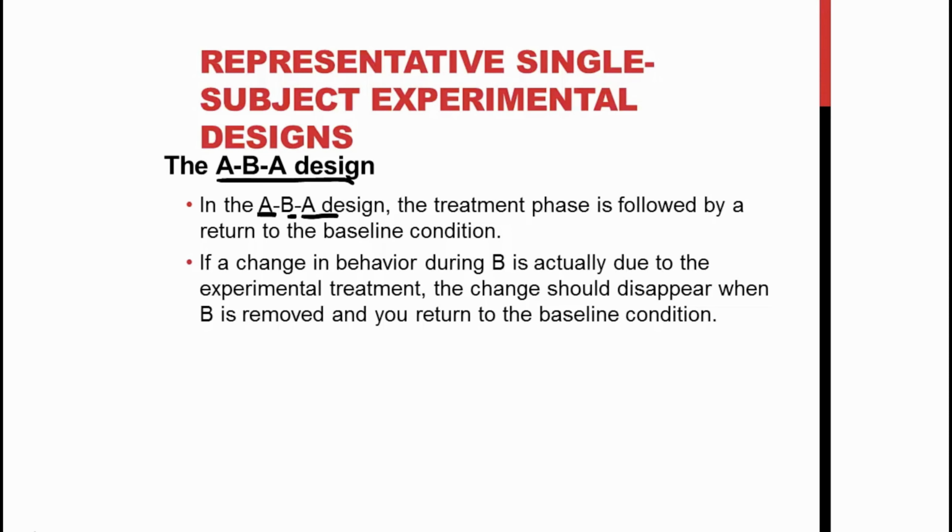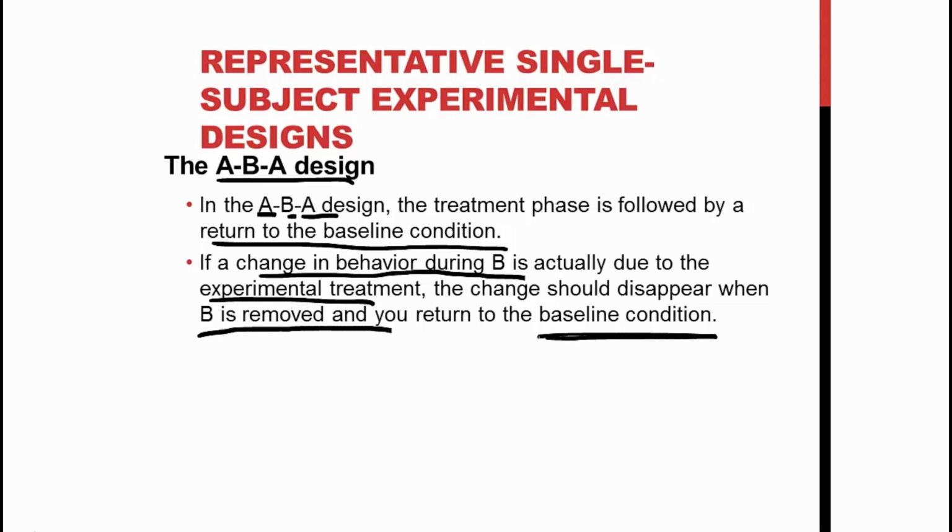So what makes this different than that basic AB design is that we have this additional return to baseline condition. If we observe some sort of change during phase B, this is due to our experimental treatment. And when we remove the experimental treatment from this, we should return to a baseline condition, and that change should completely disappear. So by having a control, a treatment, and then control again, we're hoping to see some change only during that B phase.